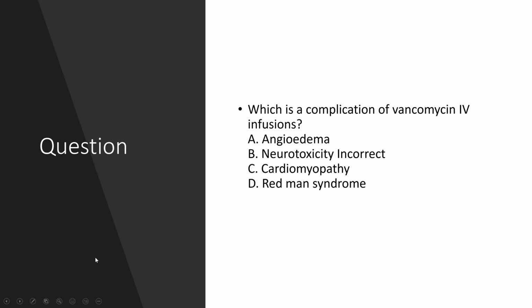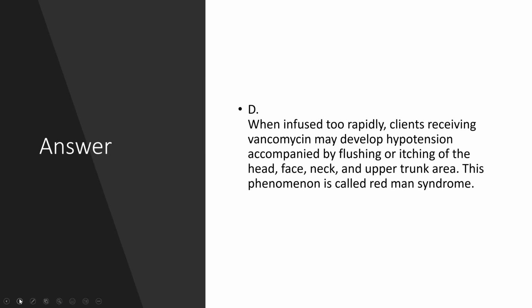Okay, so which is a complication of vancomycin IV infusions? A, angioedema, B, neurotoxicity, C, cardiomyopathy, and D, red man syndrome. Yes, it's going to be D. This occurs when you infuse too rapidly.